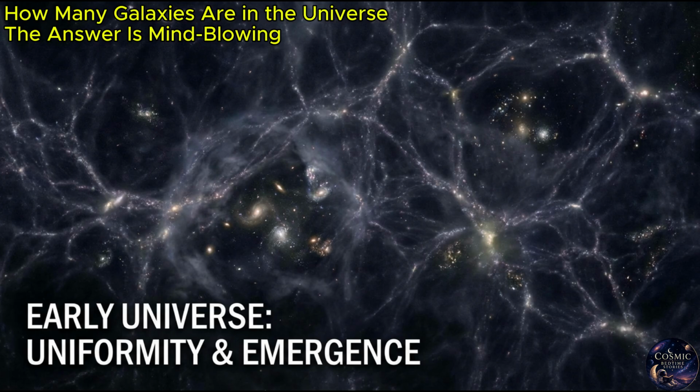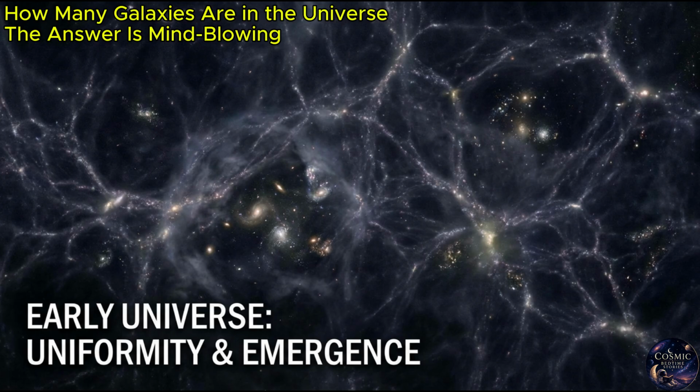The process begins with deep observational fields that sample extremely small regions of space in great detail. Within these narrow windows, astronomers identify galaxies at a wide range of distances and brightness levels. These samples provide a baseline density of galaxies per unit area of sky and per unit volume of space. However, because each field covers only a tiny fraction of the sky, statistical scaling is required to infer total numbers. This scaling assumes that the observed region is representative of the universe as a whole when averaged over sufficiently large scales.